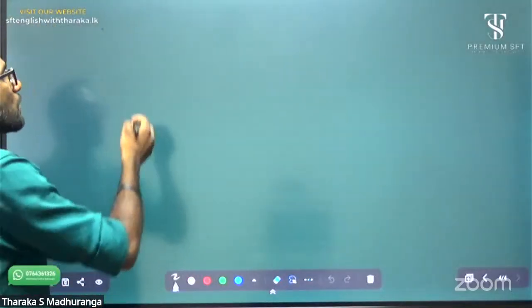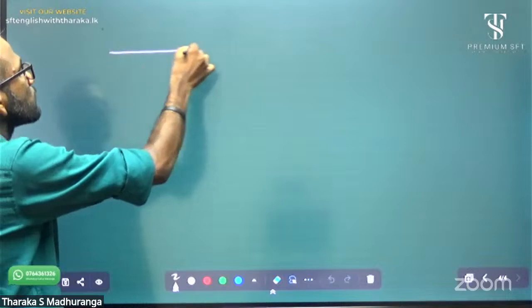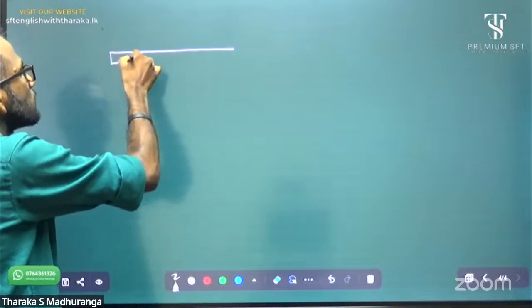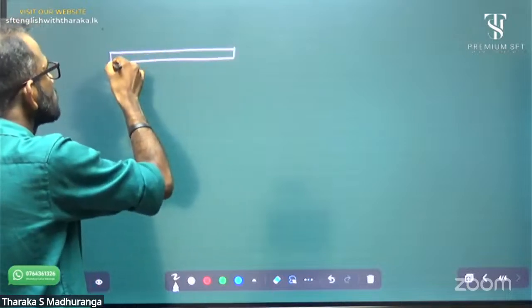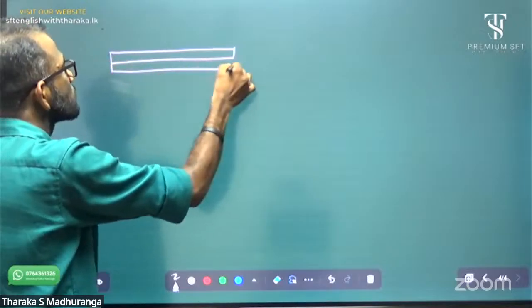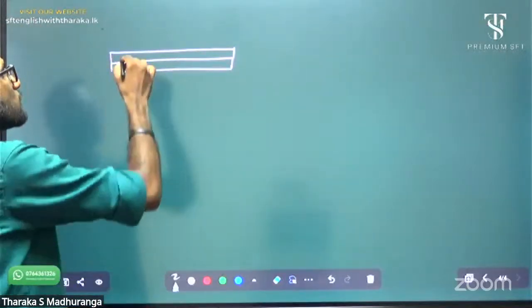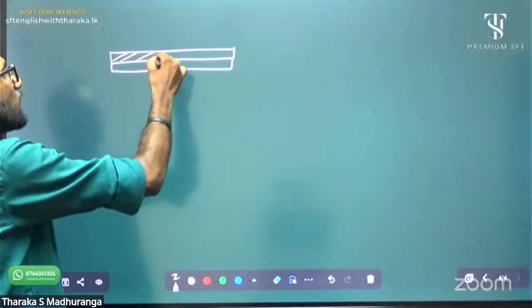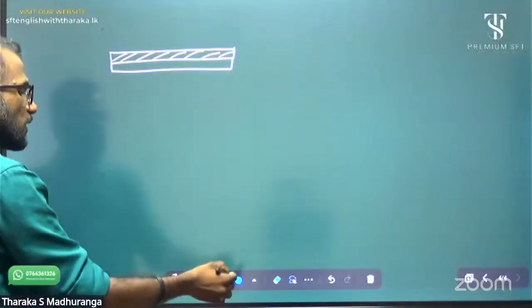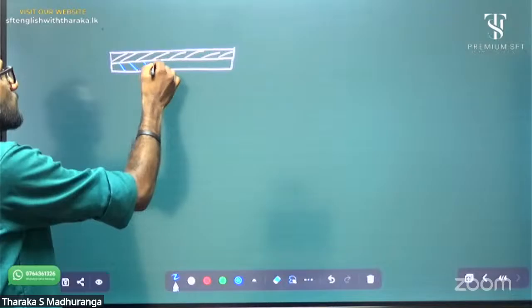Okay. Now think this is a wall. It has two layers like this. Think this is the tile layer, and this is the fiberglass layer.